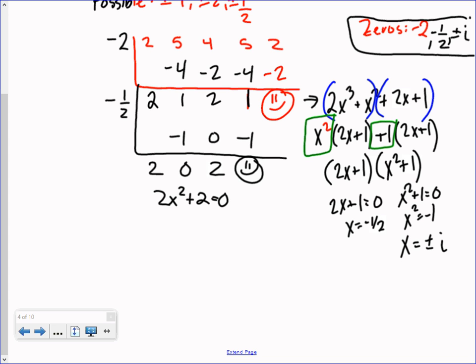Have a quick conversation with your small groups. What's it going to look like when you write out the linear factors? Conversation just real quick.